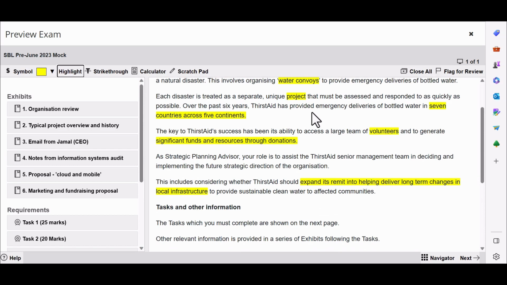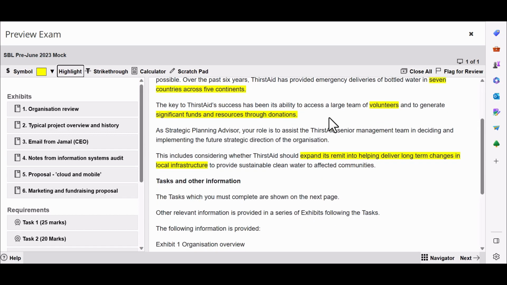Each disaster is treated as a separate, unique project. Now, I highlight the word project because, as you're reading this, you think, well, my project management knowledge might well be useful here. So immediately the mind gets thinking about what we know about project management. What else have I highlighted? Well, it's worked in 7 countries across 5 continents. So that's basically confirming what we suspected in terms of its global reach and organization.